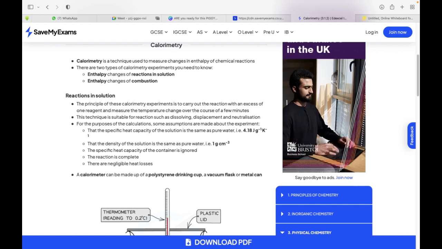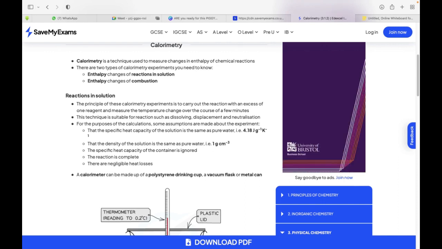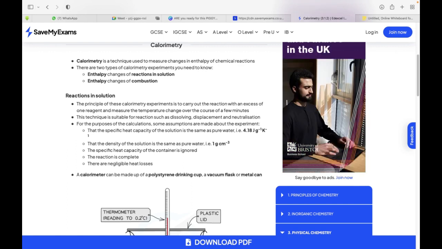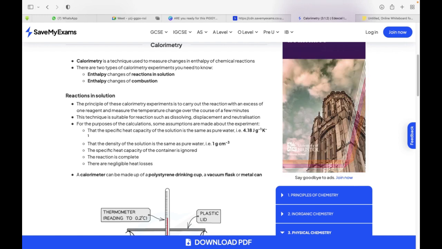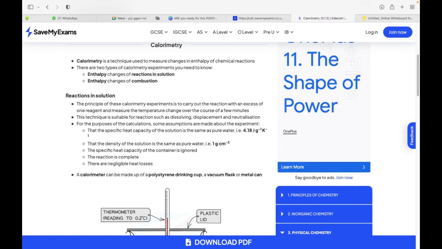Not only dissolving, we also look at things that undergo displacement and neutralization. Things that neutralize completely in a solution, two aqueous substances that neutralize each other to form other compounds, form solutions. Things that completely get displaced when the reaction takes place also fall into this case. So the technique is suitable for reactions such as dissolving, displacement, and neutralization.